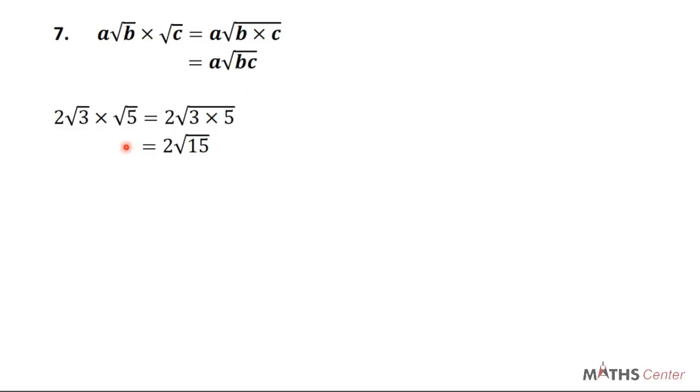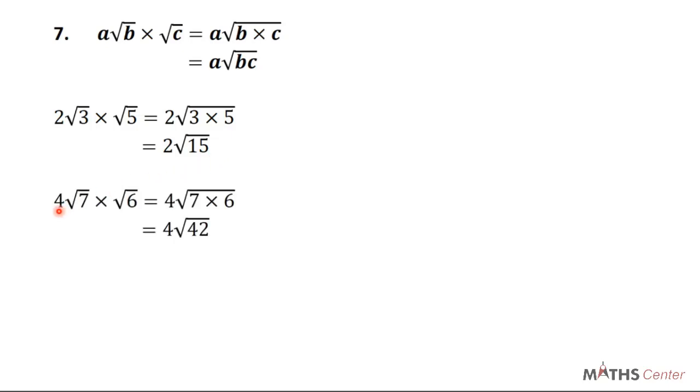An example, if you have 2 root 3 multiplying square root of 5, 2 will multiply the imaginary number here, which is 1. So 2 times 1 will give us 2. Then 3 will multiply 5 under the square root sign to give us 15. So this will give us 2 root 15.